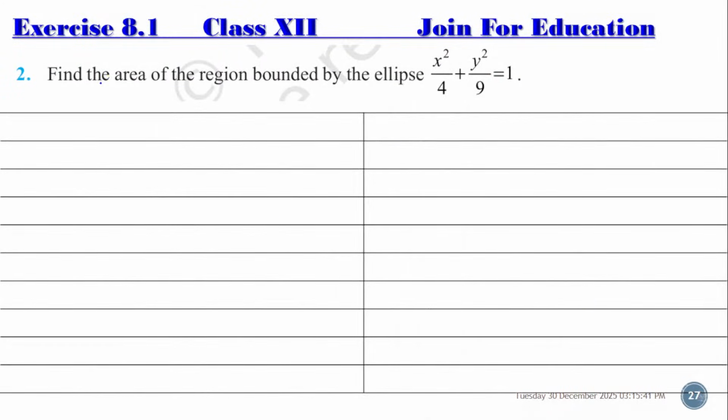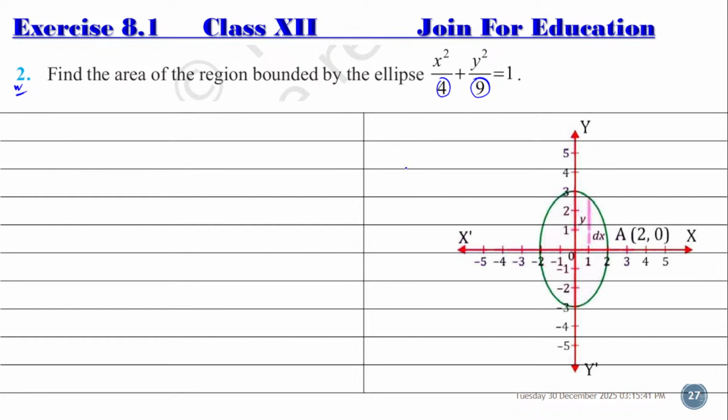This is question number 2. Question number 2 asks us to find the area of the region bounded by the ellipse. This is the equation of the ellipse. So questions number 1 and 2 are the same, only there is a change in a square and b square. So let's see the relevant figure. This is the relevant figure.